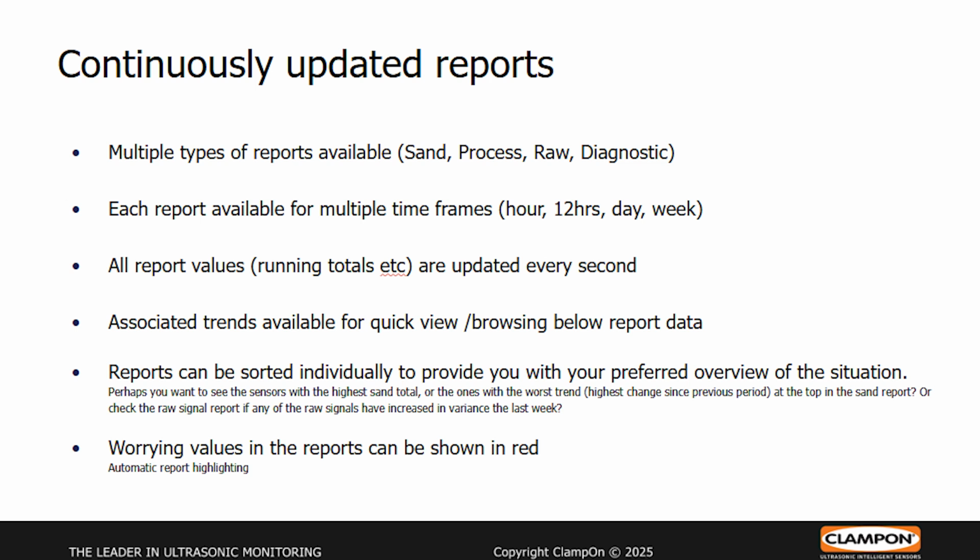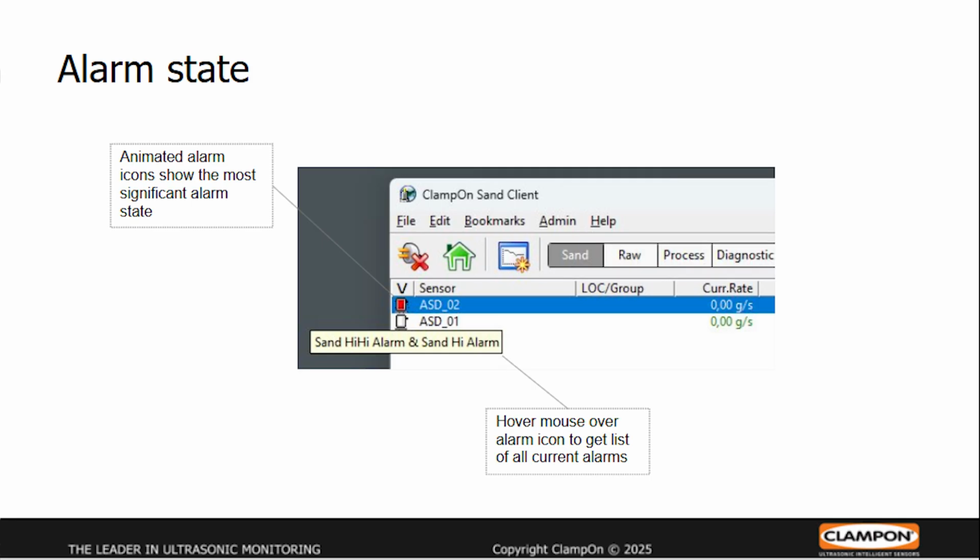So it's something that would be quite costly to generate in, for example, the control system. But here you have it directly from our system. In the report, you see the current alarm state. It's actually animated. So in this case, you see a red sensor with particles jumping around, which shows you that there's a SAN alarm. If you hover over the sensor, you see a description of all the current alarms that are set.